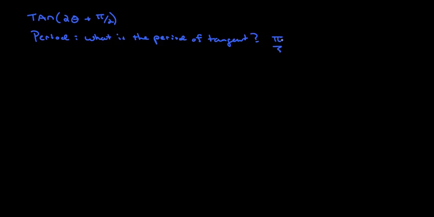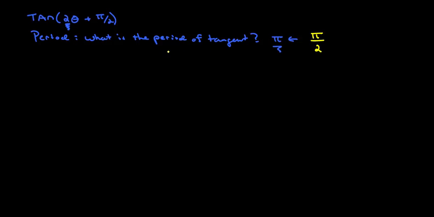So now what we do is we say, okay, tangent repeats itself every pi, but now this guy right here in front is going to make things happen twice as fast. So what's going to happen there is we're going to have a horizontal compression or a horizontal shrink. So everything's going to move toward the y-axis. So since we're multiplying by 2 here, we want to divide by 2 over here. So what we're going to end up with is pi divided by 2.